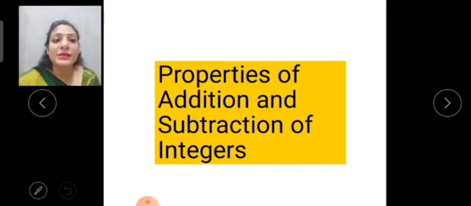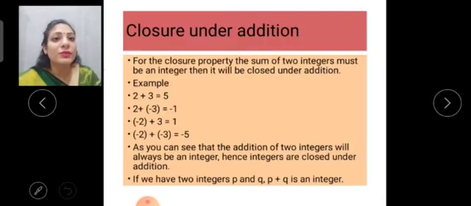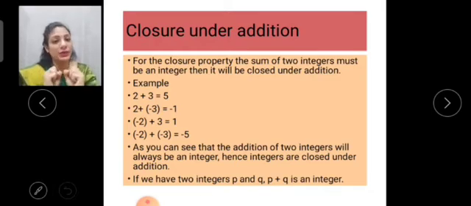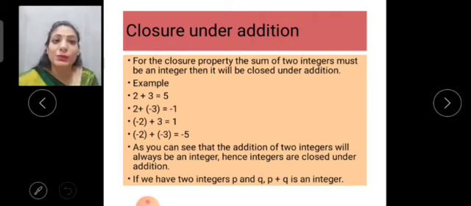Now properties of addition and subtraction of integers. So first property is closure property under addition. For closure property, if the sum of two integers is an integer, then it will be closed under addition. Means if we add two integers, the answer will remain an integer. For example, 2 plus 3 is equal to 5. 2 plus minus 3 will be equal to minus 1.